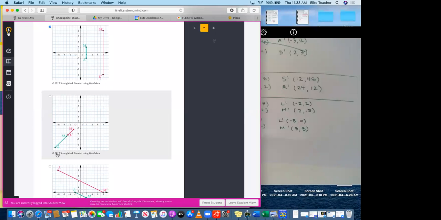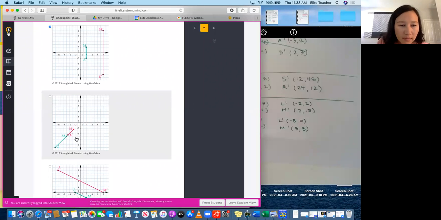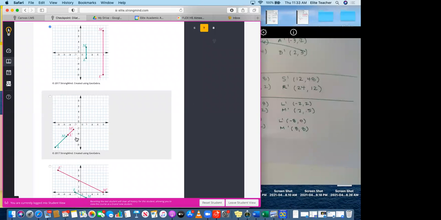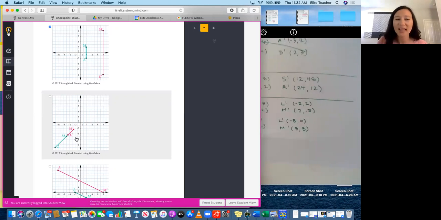And then Sophia, what about the second one? It's not? How come? Can you give an example of one? The pink one is smaller and it's supposed to be larger. Perfect. That's right. It should be larger. Exactly.